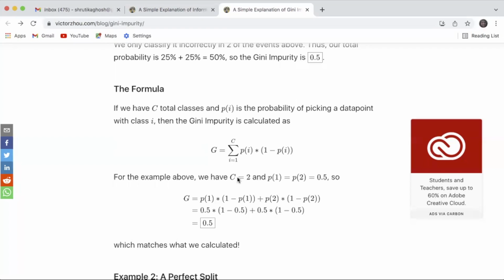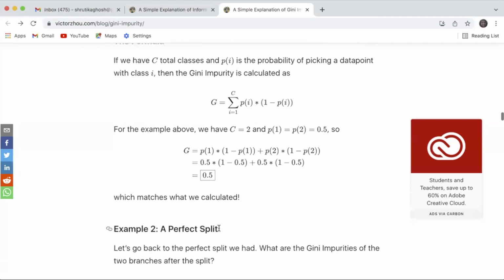So if we try to calculate the Gini impurity from this formula: probability of picking a blue ball into 1 minus probability of picking a blue ball, plus probability of picking a green ball into 1 minus probability of picking a green ball. As you can see here, it is quite clear, and finally we came to the same number, that is 0.5, and both of them are matching. Fine. So this was one of the cases.